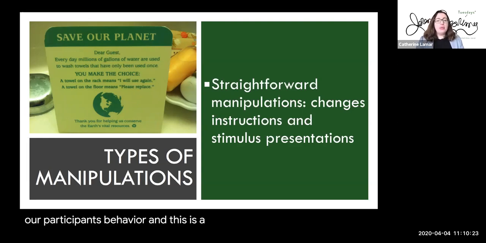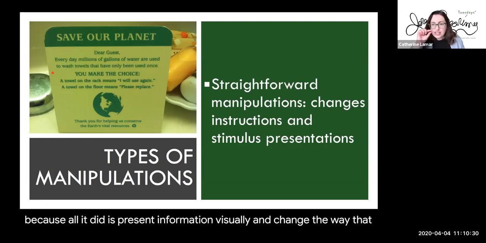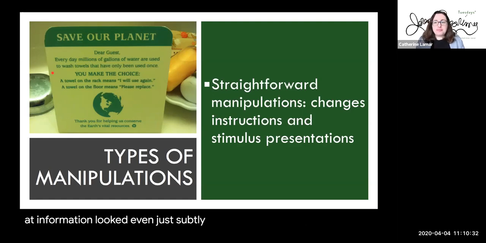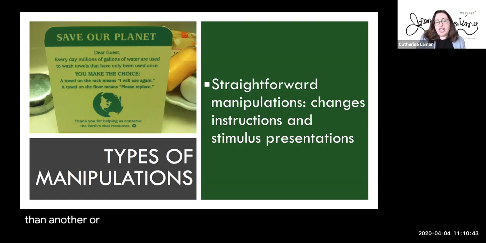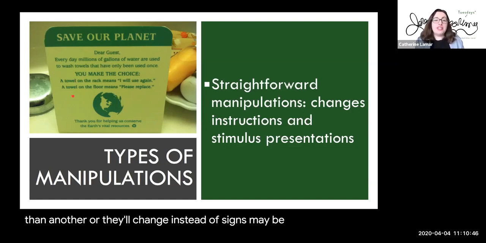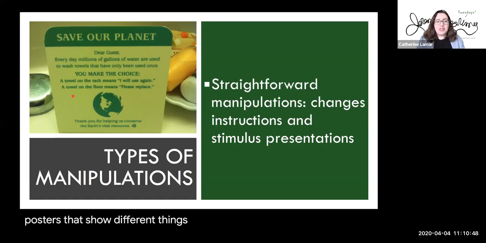And this is a straightforward manipulation because all it did is present information visually and change the way that information looked, even just subtly. Now, in a straightforward manipulation, sometimes you'll see that changes happen in the instructions. Maybe one group will get a different set of instructions than another. Or instead of signs, maybe they'll have posters that show different things and stuff like that. So generally though, straightforward manipulations just involve changing the way visual information appears from one group to the next in a study.